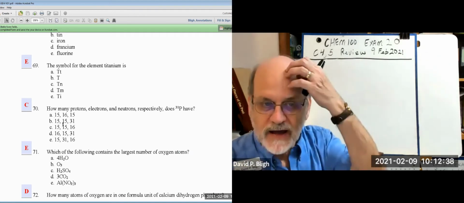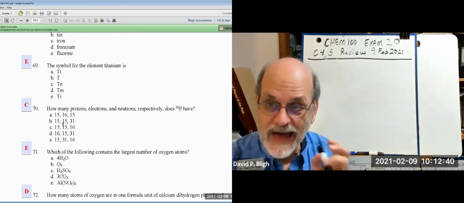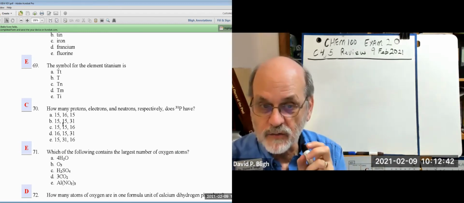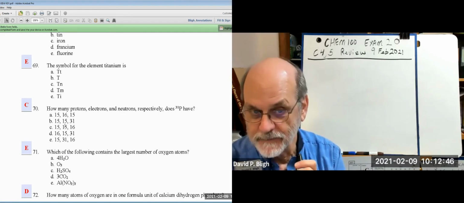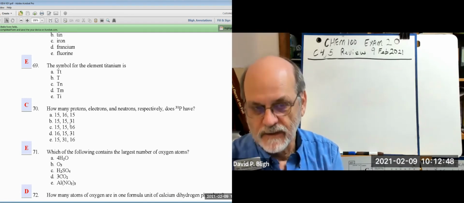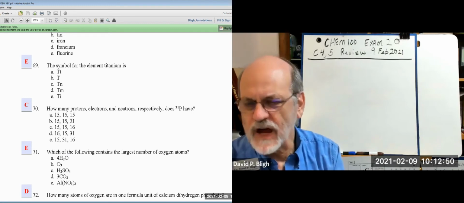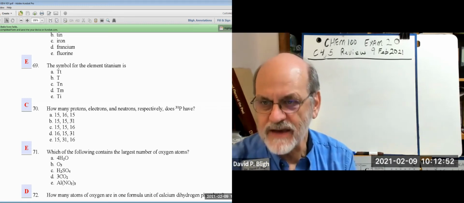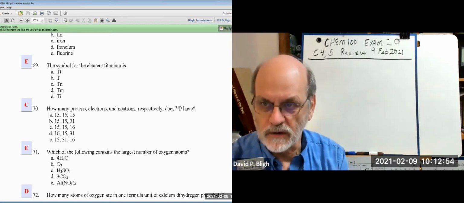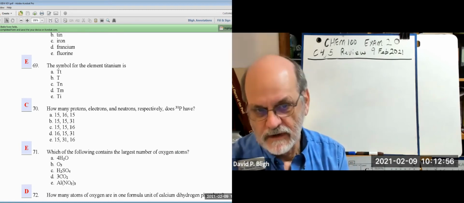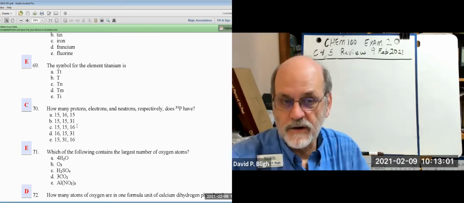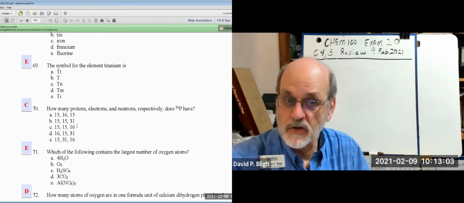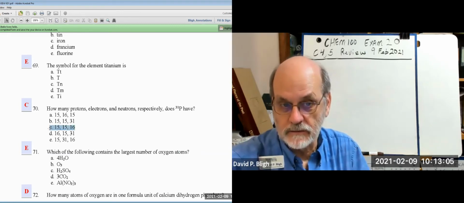And then you find electrons. It's a neutral atom. So the electrons will be exactly the same. So now it's B or C. And then you say, how many neutrons? Well, it's not 31. That's the mass number. That's a total of protons and neutrons. 16 is the difference between 31 and 15, 16 neutrons. So C is the answer.